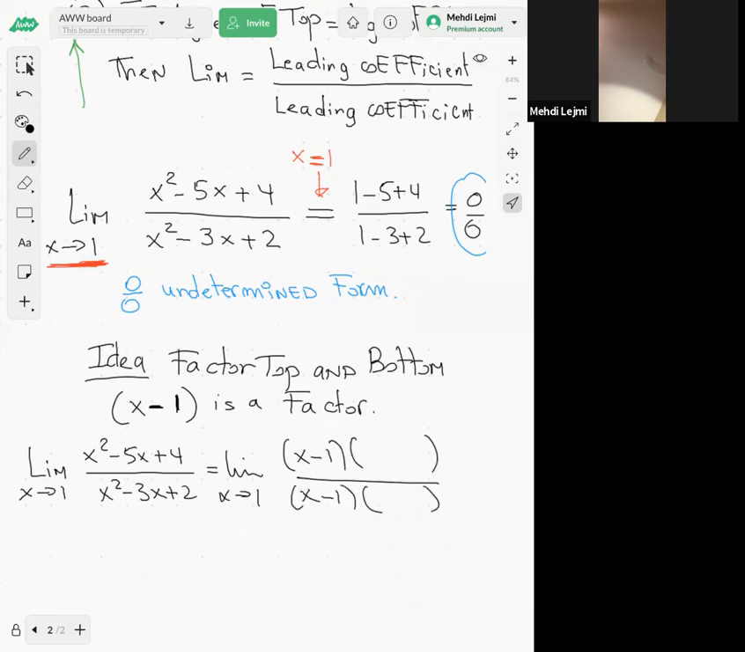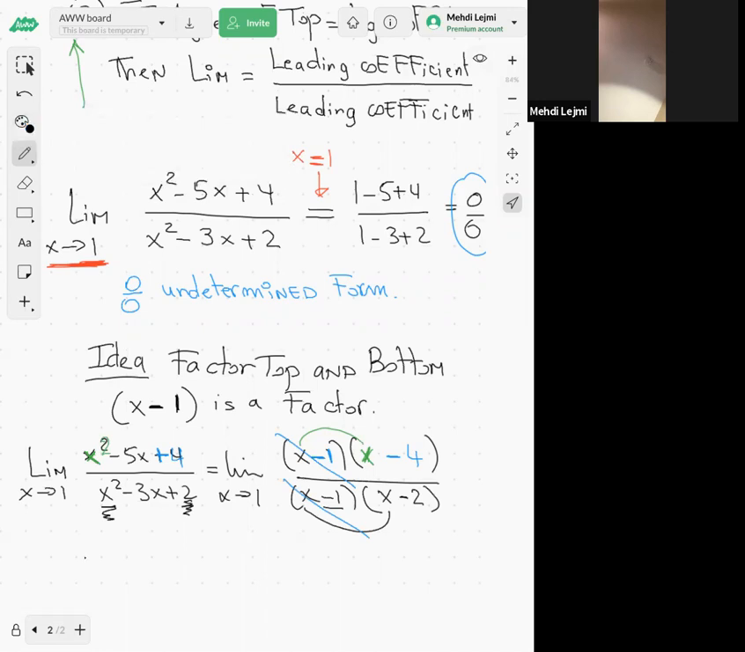So x minus 1 times... you have x squared. So to get x squared, I have to multiply x by x, right? That will be x squared. And to get this plus 4, I have to multiply this -1 by -4, right? -1 times -4, that would be the +4. In the bottom, I have x squared, so I have to multiply my x by another x to get this x squared. And to get +2, I have to multiply -1 by -2, right? -1 times -2 is +2. And so you see, then your x minus 1 cancel out.